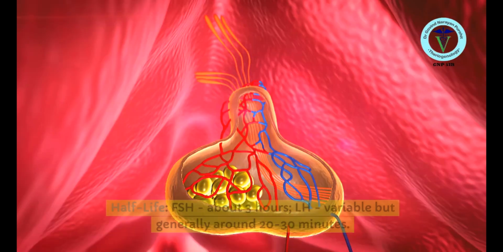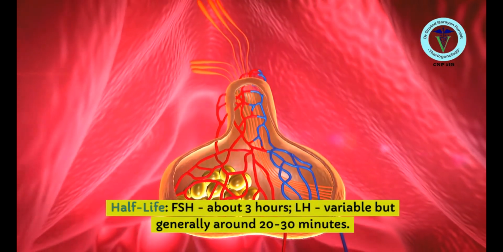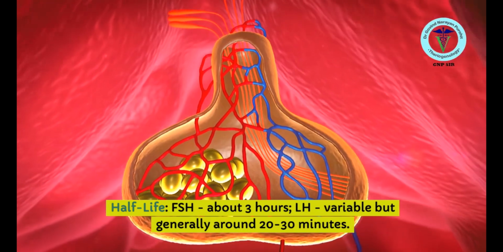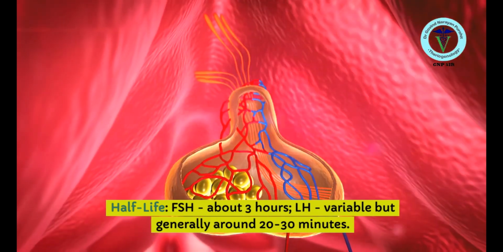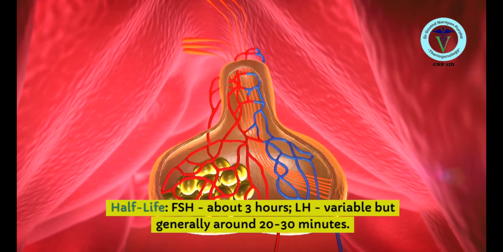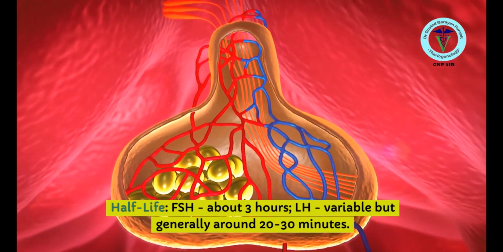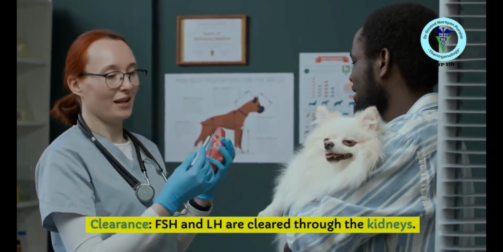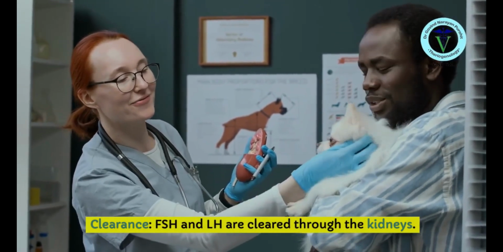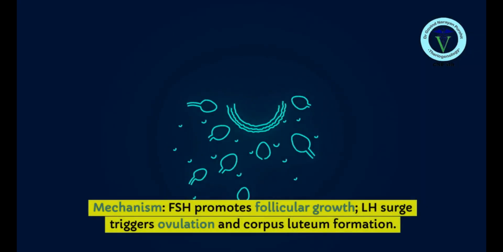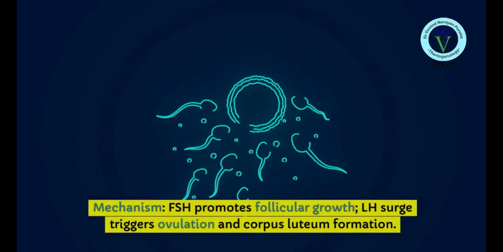known as gonadotropins. The half-life of FSH is about 3 hours, and the half-life of LH is variable, but generally about 20 to 30 minutes. The FSH stimulates the follicles to grow, whereas the LH is responsible for ovulation and the CL development, right? Then the hormones are cleared through the kidneys, and there are other gonadotropins as well, which are known as the placental gonadotropins.